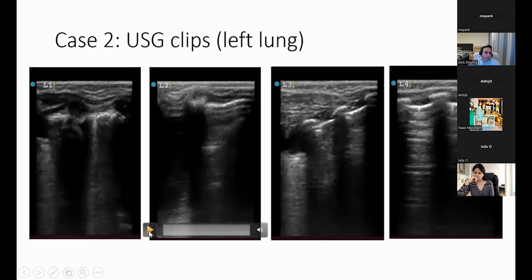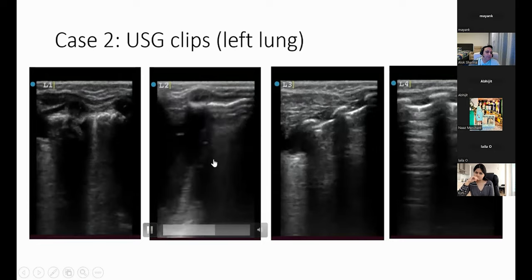Coming to the L2 region, the pleura appears to be normal, sliding well, and this is predominantly A lines, and I would classify this as A profile, and no consolidation or effusion.